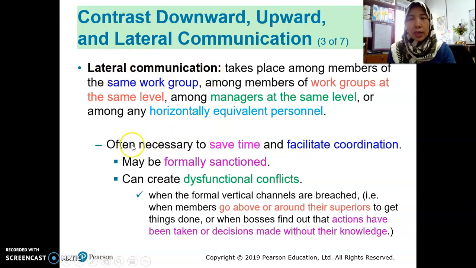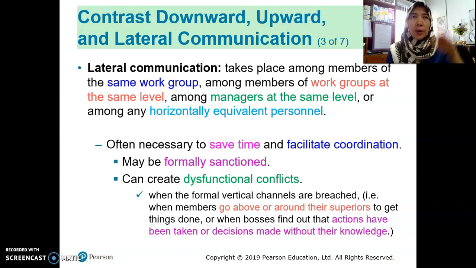Lateral communications are often necessary to save time. The purpose is to save time and to facilitate coordination. It can also be formally sanctioned, but it can create dysfunctional conflicts, because people from the same level and the same authority who communicate tend to get involved in conflicts, since they are at the same level.